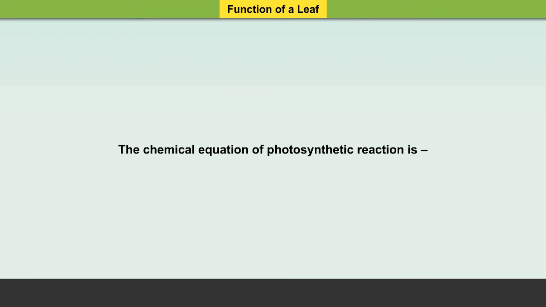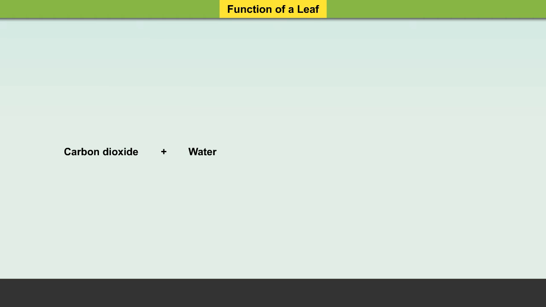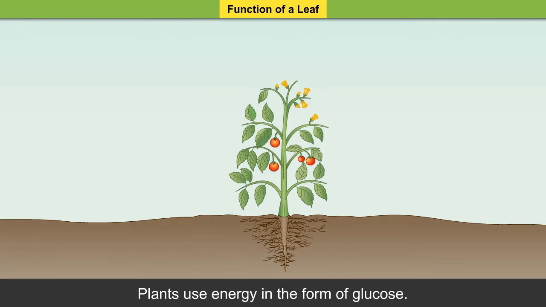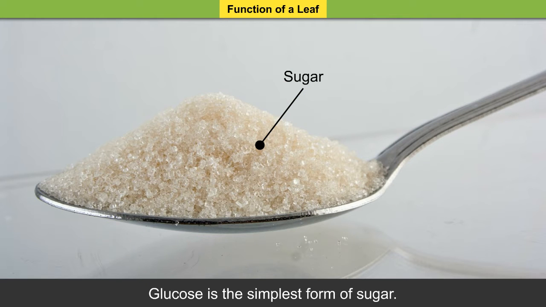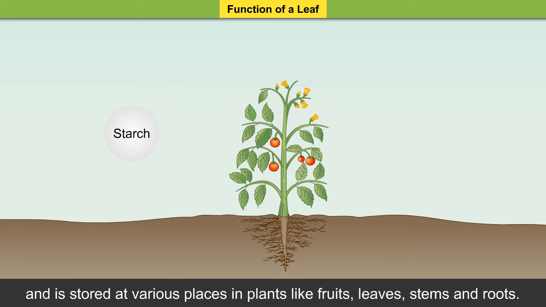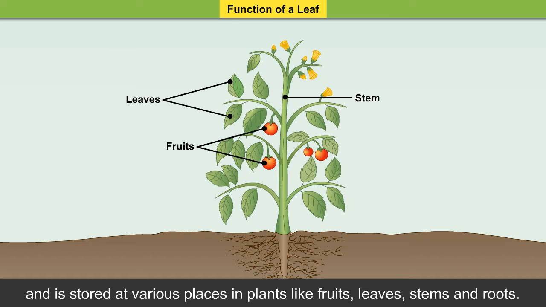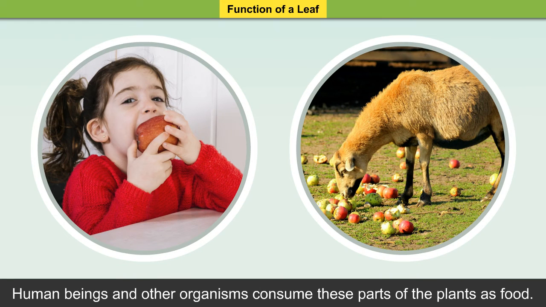The chemical equation of photosynthetic reaction is carbon dioxide plus water, in the presence of sunlight and chlorophyll, gives glucose plus oxygen. Plants use energy in the form of glucose. Glucose is the simplest form of sugar. Excess of glucose is converted into its complex form, starch, and is stored at various places in plants like fruits, leaves, stems, and roots. Human beings and other organisms consume these parts of the plants as food.